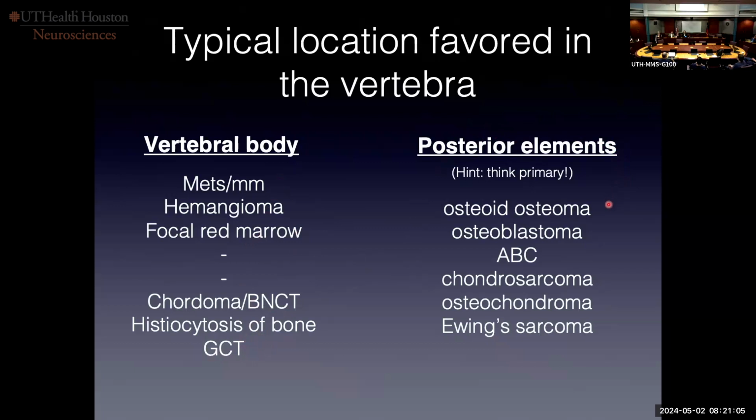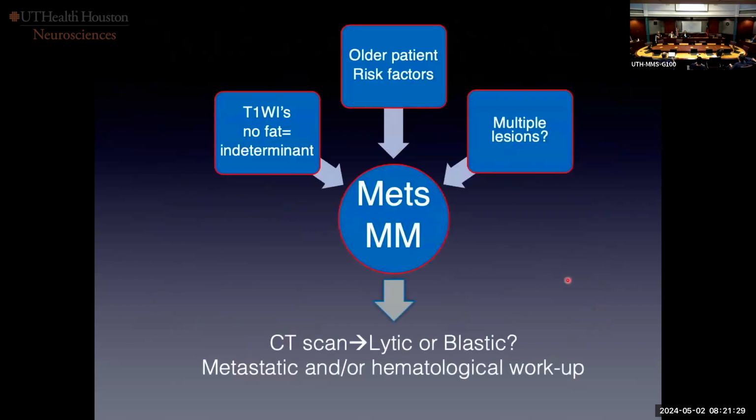So when I was a resident, for our boards, we must say osteoid osteoma, osteoblastoma, aneurysmal bone cyst. We're just like, you must say that. And then when you do neuroradiology, you also add chondrosarcoma, osteochondroma, and Ewing sarcoma, simply because of the proclivity to involve and arise in the posterior elements. That's purely just stats. Okay, so indeterminate lesion, older patient, multiple lesions, mets, multiple myeloma.